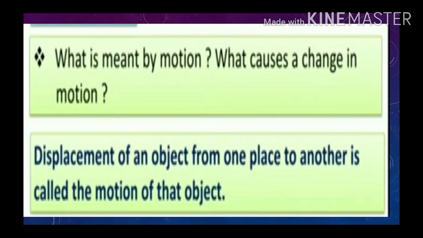Displacement of an object from one place to another is called the motion of that object. Here displacement means place change. What causes a change in motion? Motion of an object changes when a force acts on it. It means force is responsible for changing a motion. So we can answer: motion of an object changes when a force acts on it.